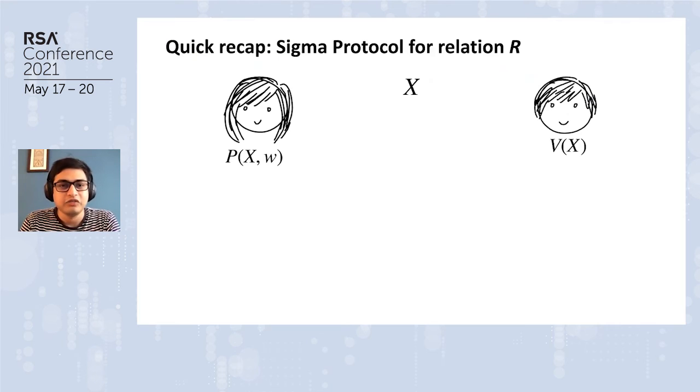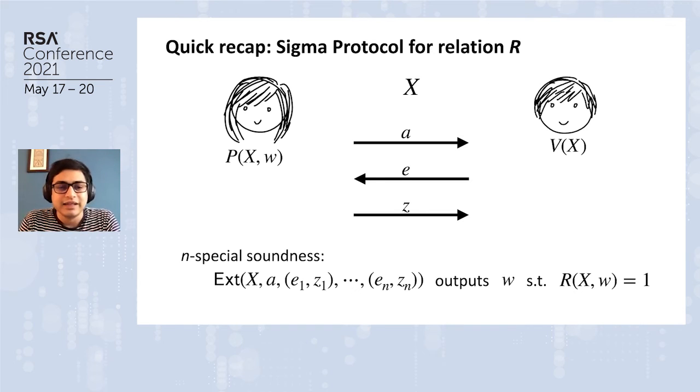So our techniques are as follows. A quick recap of what a Sigma protocol is for a relation. A prover has a witness W that proves membership in some language of some public statement X, so public instance X. The prover begins by sending the first message A, to which it is challenged by the verifier with E. And finally, the prover responds with Z. And the idea is that a Sigma protocol has N special soundness. That is, given N accepting conversations such that they all share the same first message A, there is an efficient method to extract a witness W for the statement.